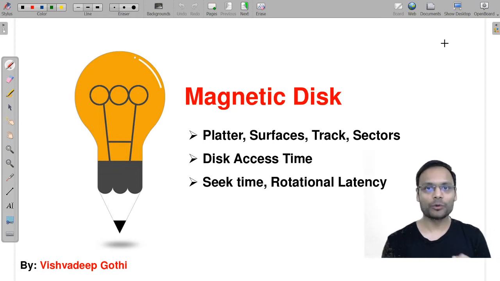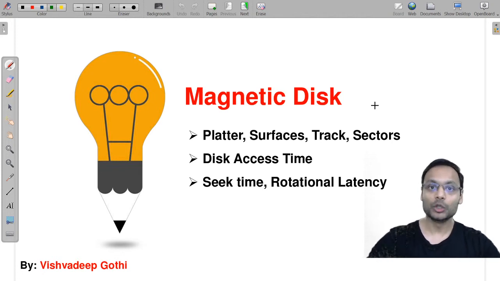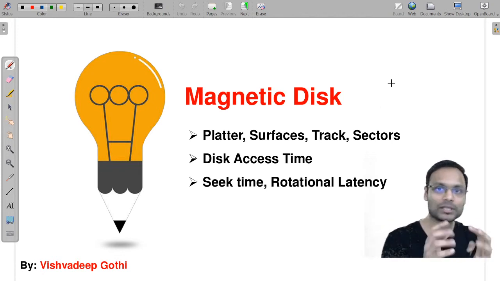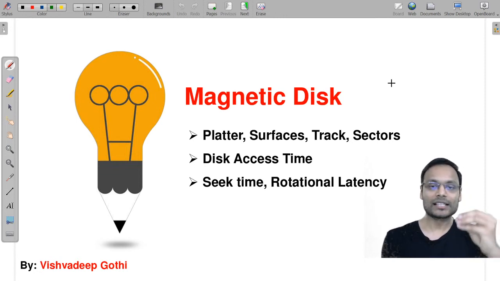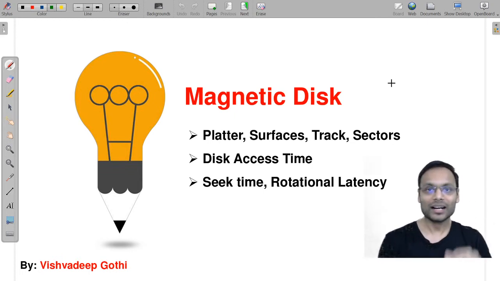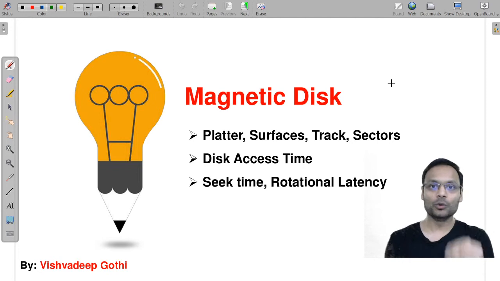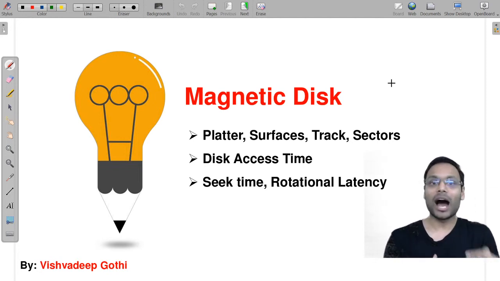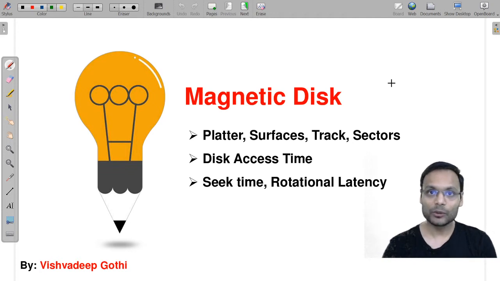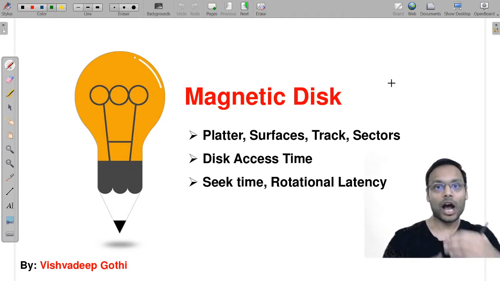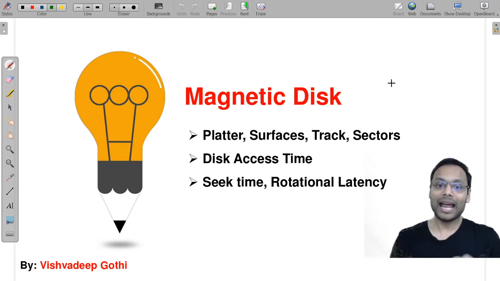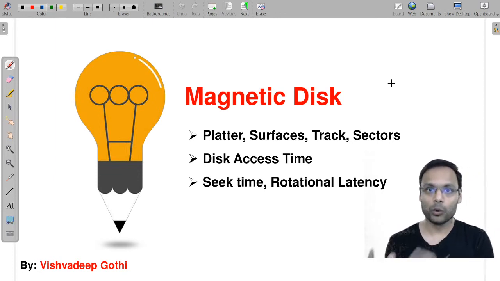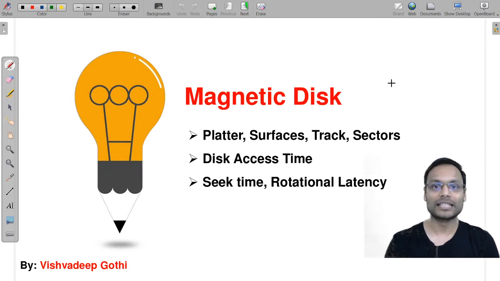In today's lecture, we are going to discuss magnetic disk, and this is part 2. If you have some knowledge about magnetic disk, some basics, platters and tracks and surfaces and all what these are, then this particular lecture can help you understand more about how exactly disk access time is calculated in this magnetic disk, how we can merge the questions of DMA, and how exactly disk addressing works. So these are the topics of the day which we are going to discuss in this particular lecture.